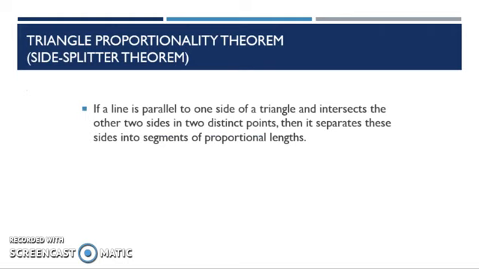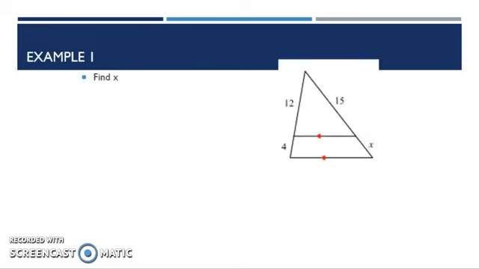The idea here is if a line is parallel to one of the sides of the triangle and intersects the other two sides at distinct points, then it cuts the sides into proportional lengths. Meaning here BF is to BC is the same as BE is to BA. We're going to use this in an example here. The idea is that the parts are proportional and we can set up a proportion.